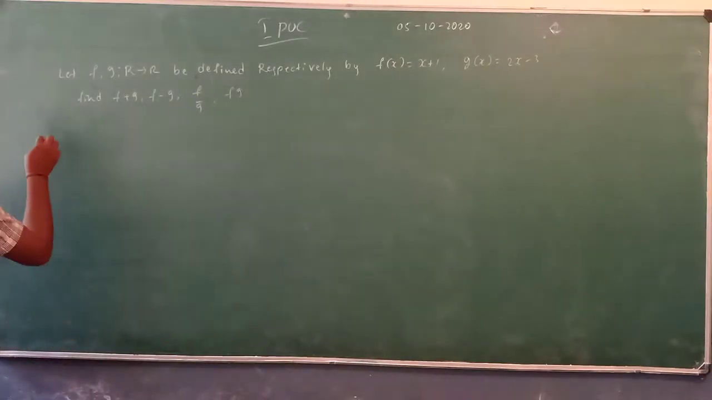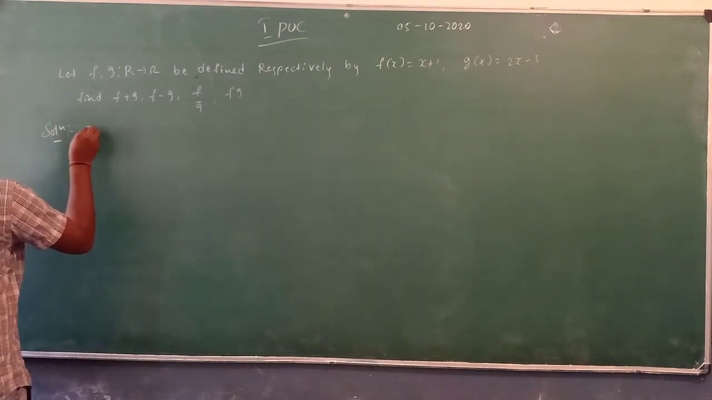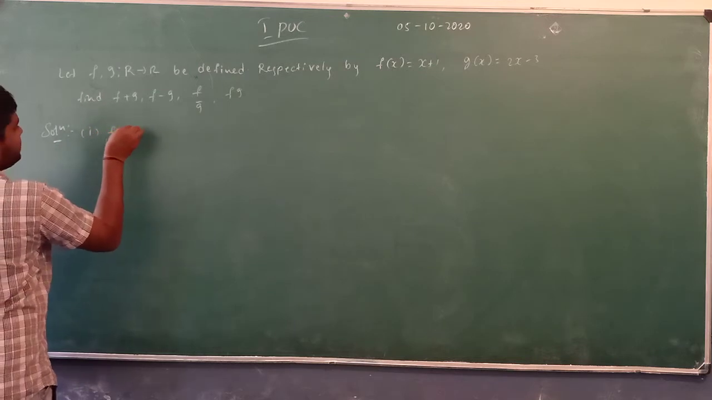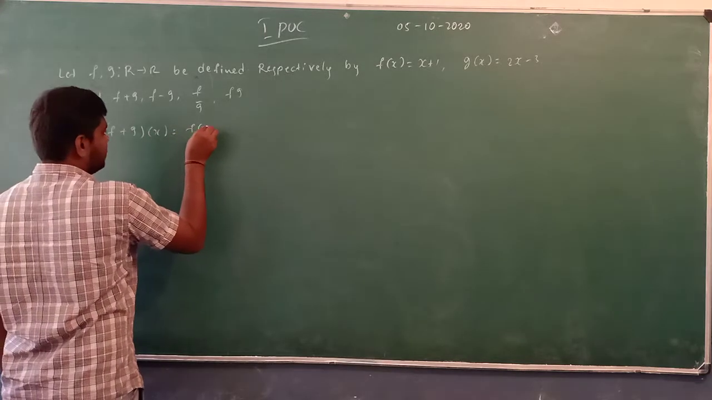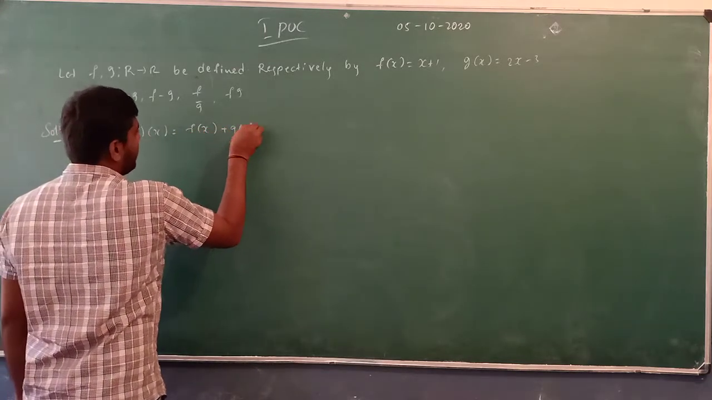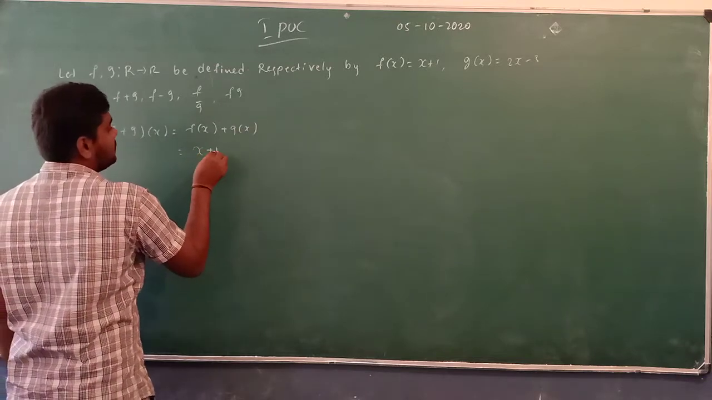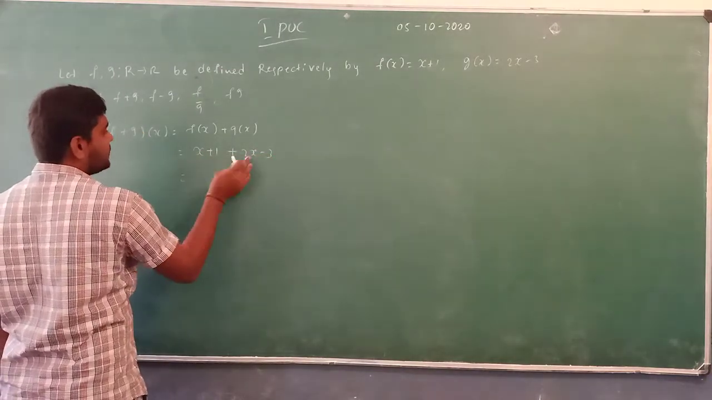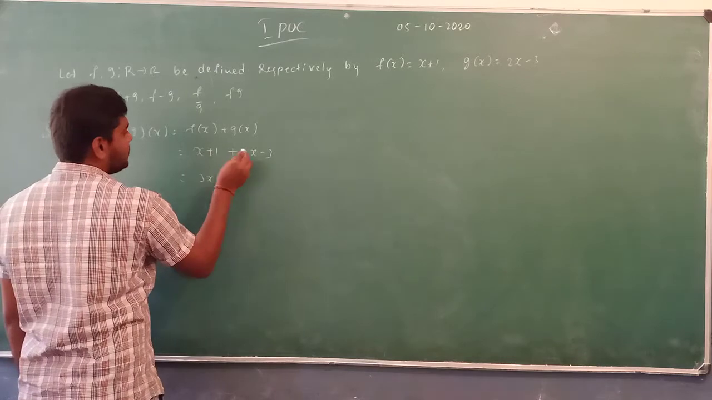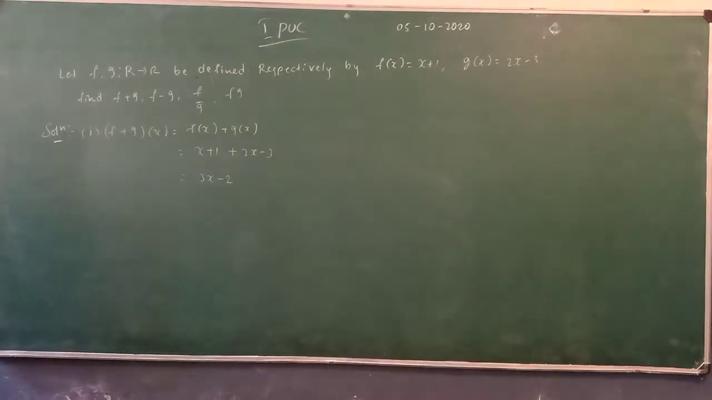So the first one is the solution. First one, that's going to be f plus g of x, which can also be written as f of x plus g of x. So here it can be written as x plus 1 plus 2x minus 3. So x plus 2x, that's going to be 3x. Plus 1 minus 3, that's going to be minus 2. Okay, 3x minus 2 is going to be the solution for f plus g of x.